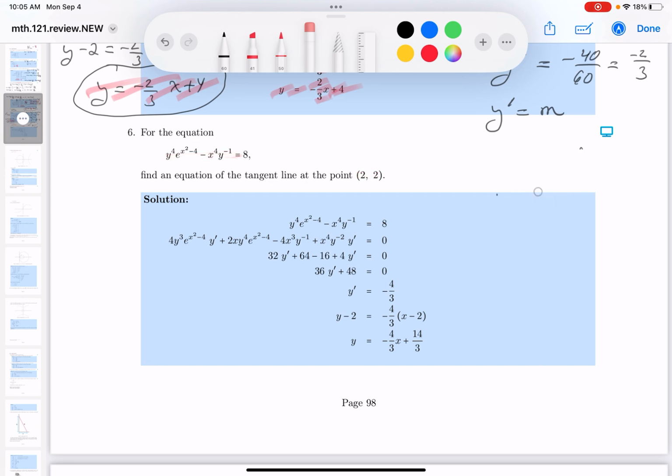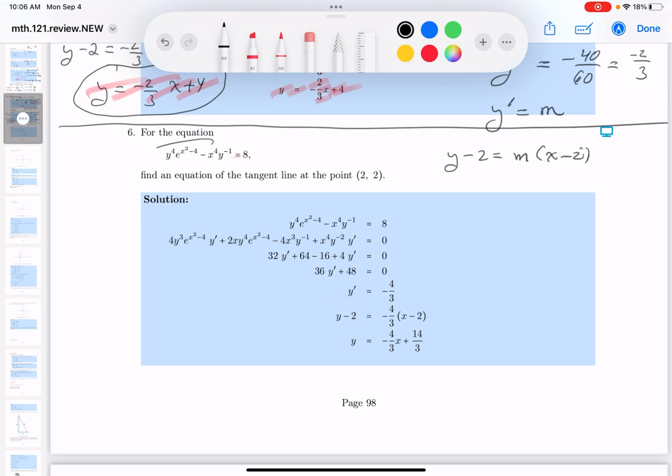All right, I don't know the slope yet, but I know something about the tangent line at this point. I know it's at the point 2, 2. So it's going to be y minus 2 equals m times x minus 2. I just don't know the slope. Let's put this down. I've got to differentiate this. Let's do that now. What do you get there?